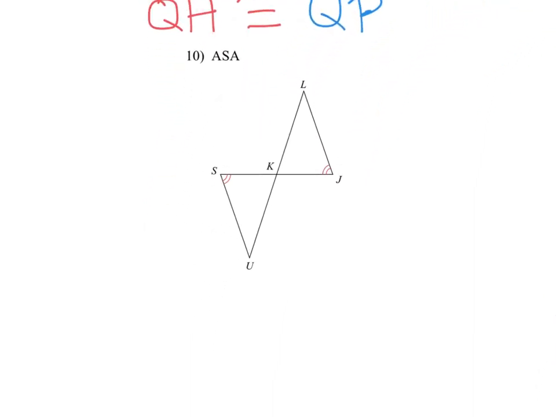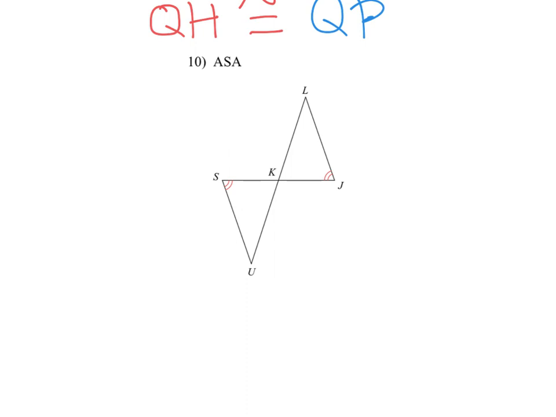All right, and then lastly, we have angle, side, angle. Again, we have vertical angles here, so I'm going to mark those off as being congruent. And we're going to look at what we're missing. We have an angle, an angle. Well, we need that side that's in between. So we need this side to be congruent. So SK to be congruent to, and again, we have an angle, we need that side in between them. So JK.